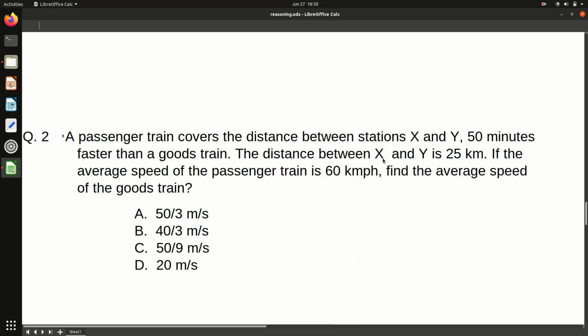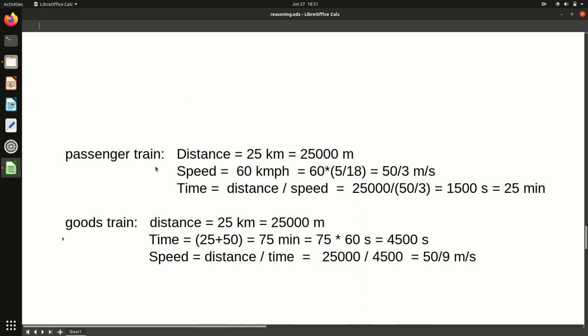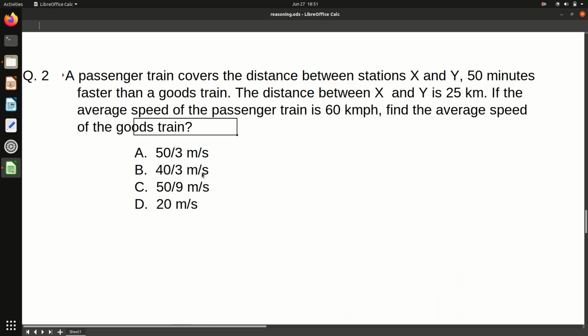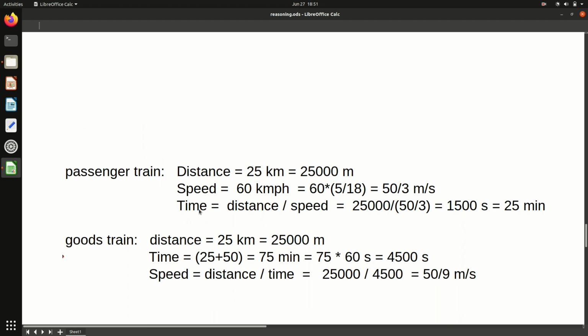And the distance between X and Y is 25. So the distance between the stations has been given. If the average speed of the passenger train is 60 km per hour, find the average speed of the goods train. So this is a simple question from speed and distance. What we have to find is the speed of the goods train, and we have been given everything for the passenger train. So let us move to the solution. See, for the passenger train, distance is given, speed is given as 60, and we have to calculate just the time.